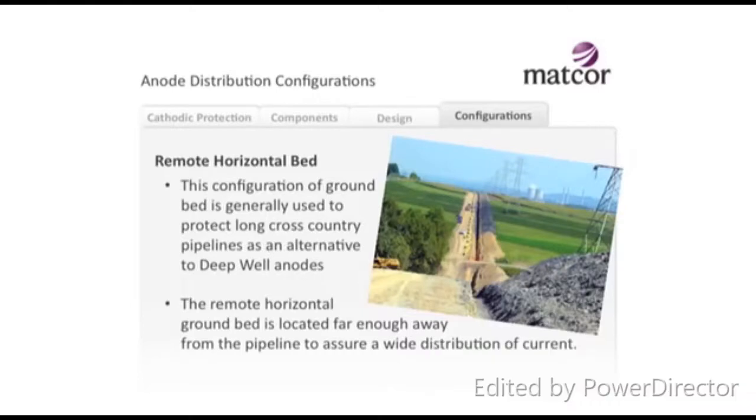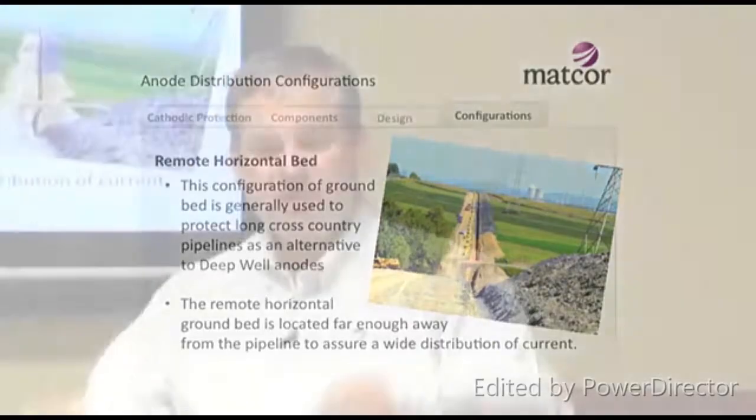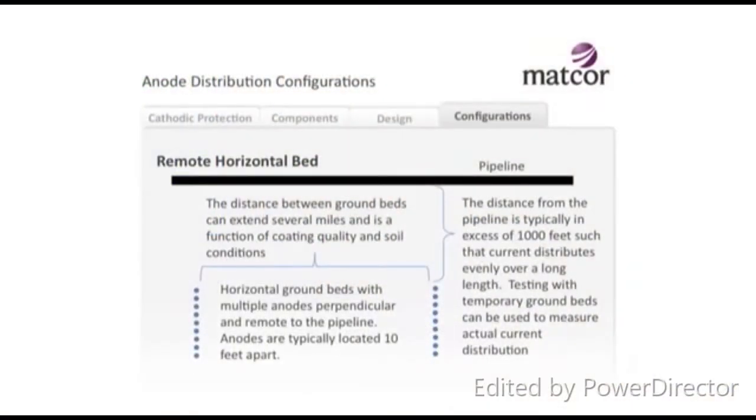Another similar anode to the deep anode system is what's called a remote horizontal ground bed. A remote horizontal ground bed is basically the same thing, except instead of going down, I'm going away. So if I have a pipeline, I can put a bunch of anodes to create my high-powered remote system, but I have to get it far enough away that it's remote. In this case, I might be 1,000 feet away from the pipeline.